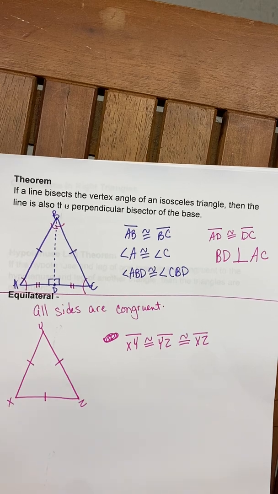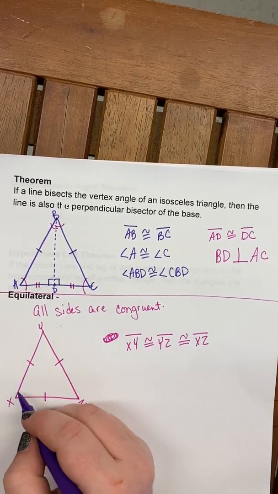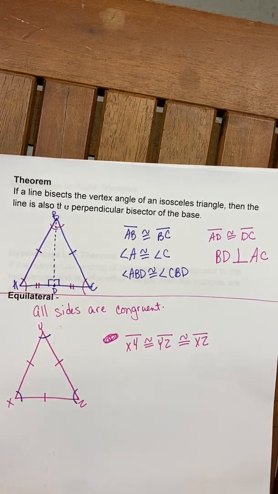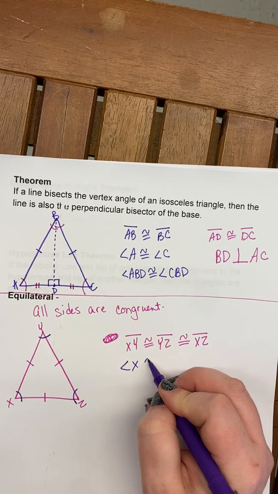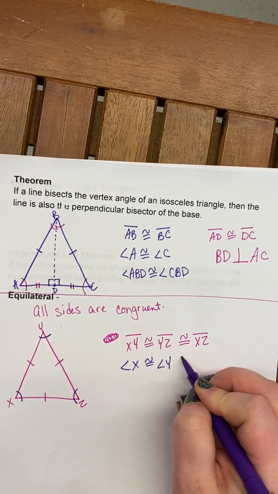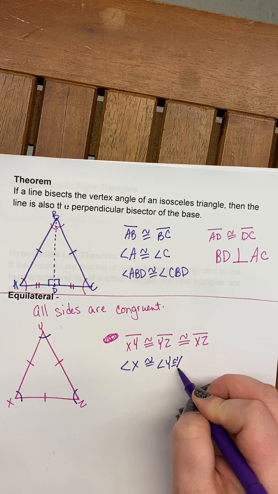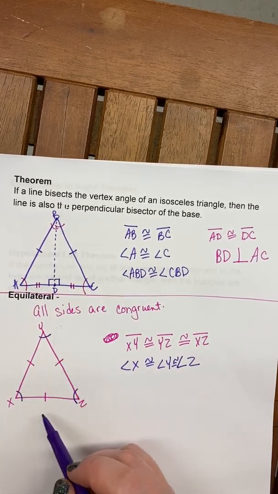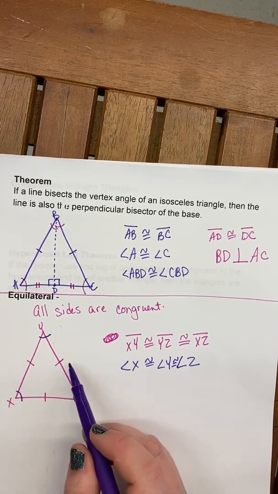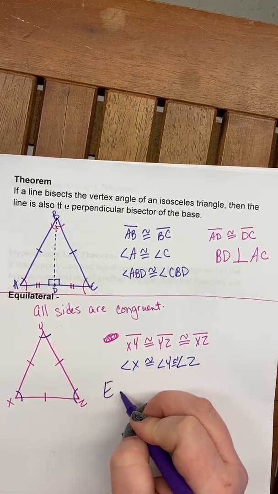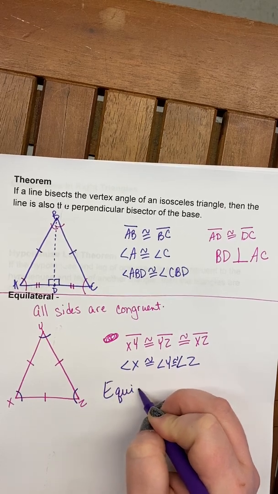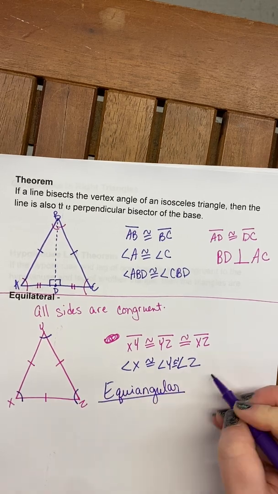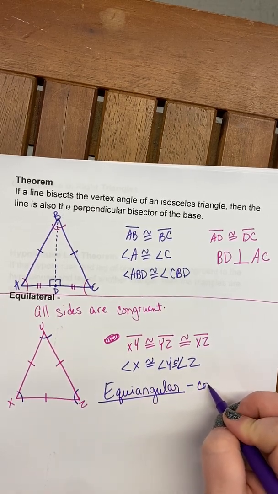Now, all of the angles are also equal to each other. So angle X is congruent to angle Y is congruent to angle Z. Now, if equilateral means they have all the same sides, then equiangular means that they have all the same angles or congruent angles.